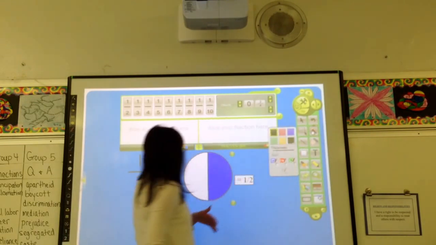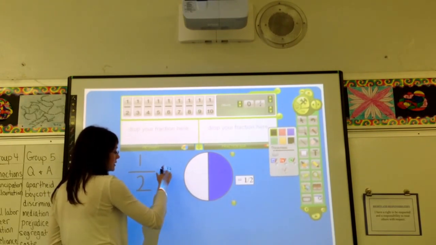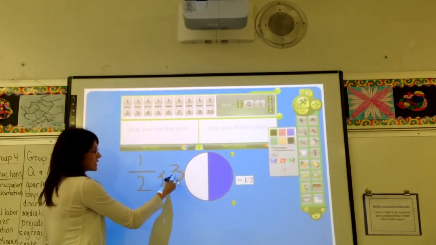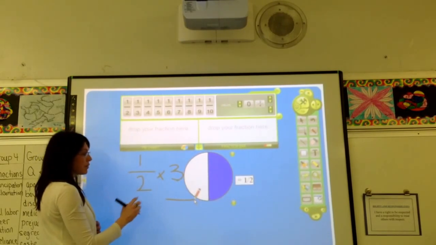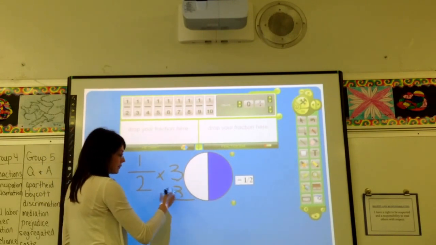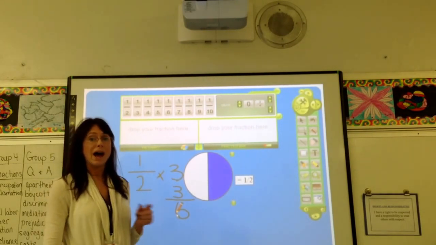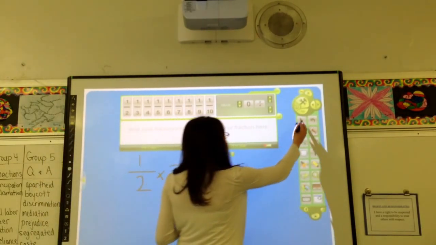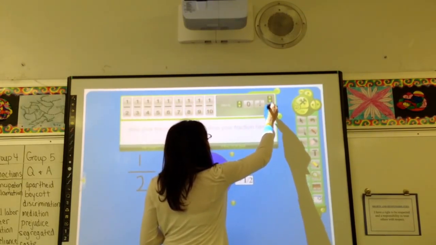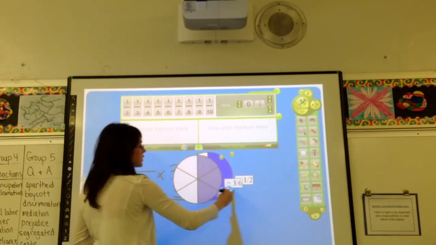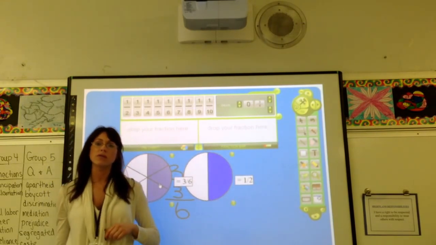And I can multiply my fraction times another number. So if I wanted to multiply 1/2 times 3, as long as I multiply 3 times the numerator and denominator, I'll come up with an equivalent fraction. So 3 times 1 is 3, and 3 times 2 is 6. So 3/6 is equivalent to 1/2. Let's check by making a pie chart. So here's my pie chart. This represents 3/6, and it does in fact equal 1/2, so I know that they're equivalent.